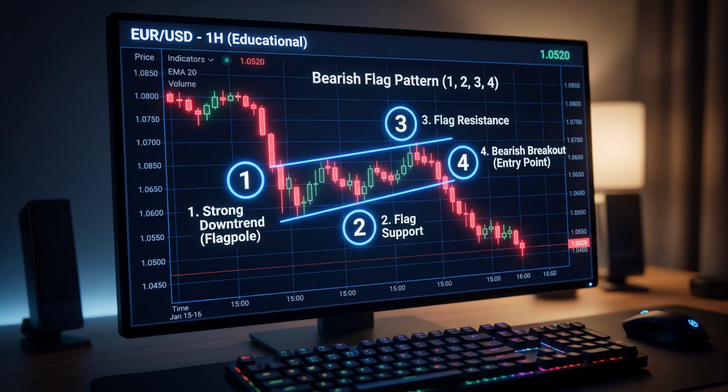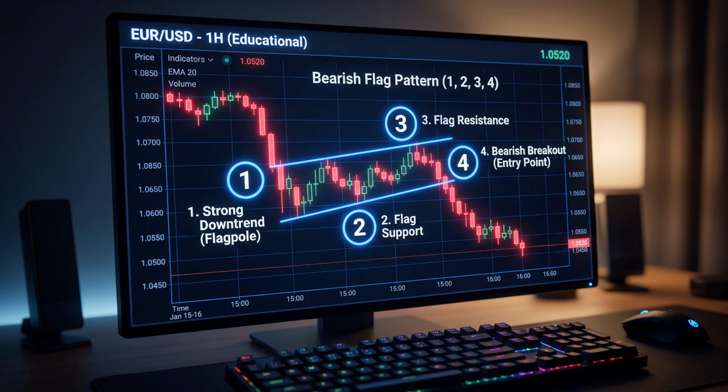It breaks down the concepts step by step, so a new trader can easily understand the mechanics and psychology behind the pattern. The video, titled Master the Bearish Flag Pattern in 5 Minutes, Forex for Beginners, begins with the host on screen before transitioning to the provided chart.